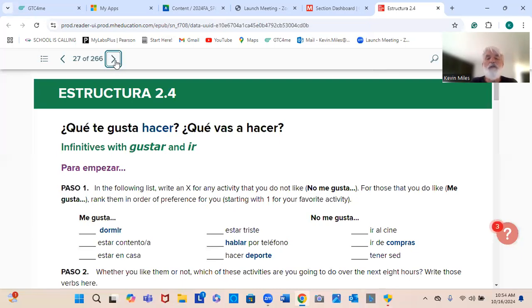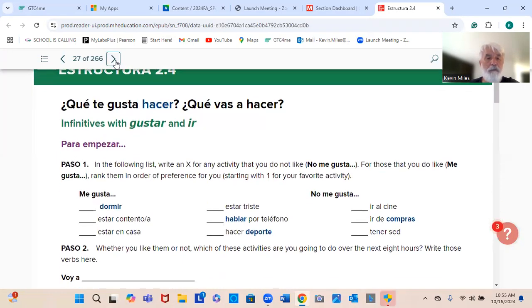What if the thing you like to do is an activity? So we're going to start to need to learn a few verbs here. I like to sleep. I like to eat. I like to go to the movies. I like to go to the gym. Well, so let's take a look.